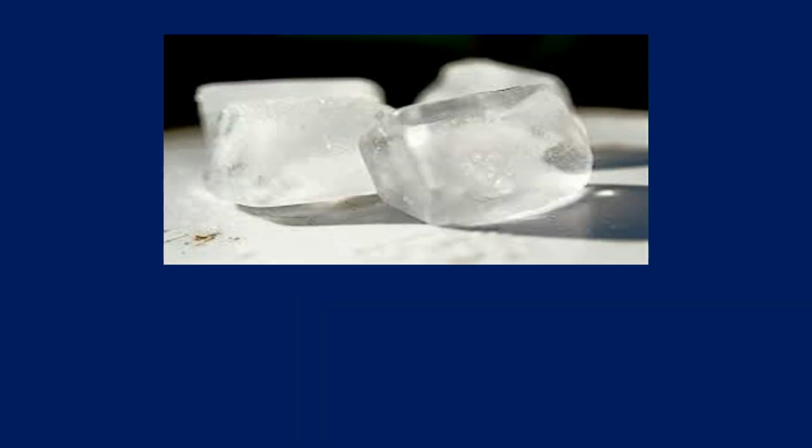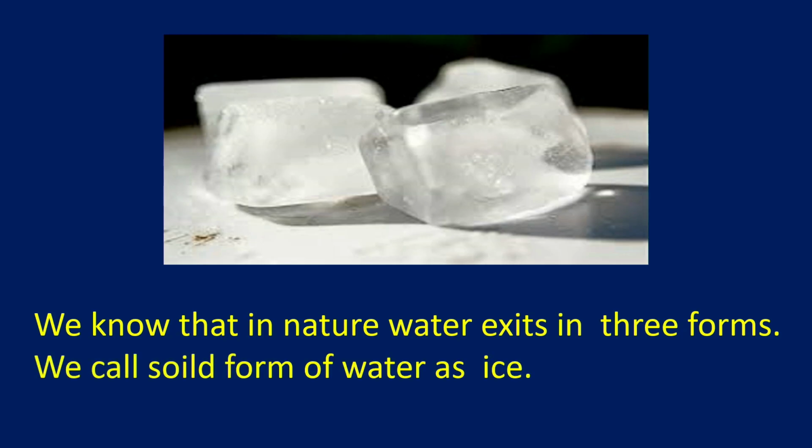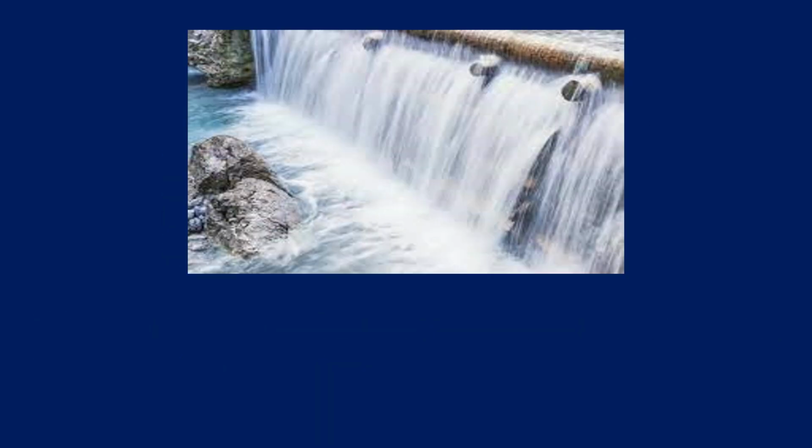Now children, what is this? This is a piece of ice. How do you feel if you take it in your palm? You feel very cold. That means after some time it melts. We know that in nature water exists in three forms. One is ice, that is in solid form. We call the solid form of water ice.